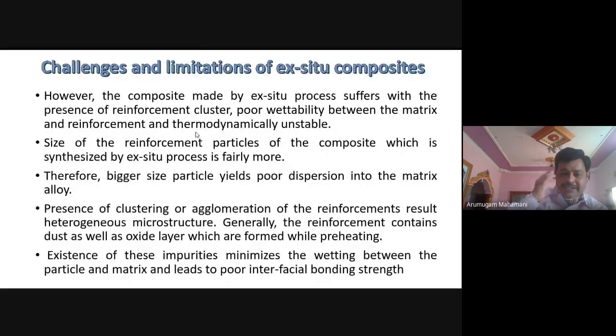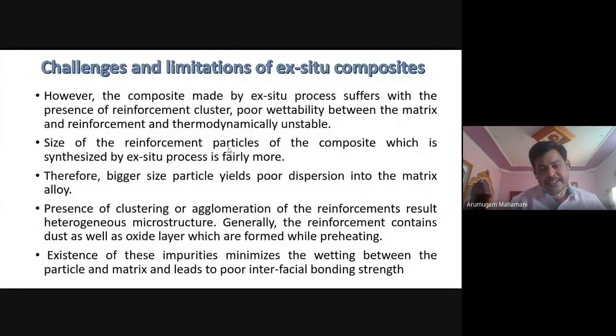Reinforcement cluster means that wherever a reinforcement cluster is there, while going for application, at the cluster portion you will immediately get a crack. Crack propagation is initiated. Once the crack propagation is initiated, the material starts to fail very quickly. The crack initiation will start at the reinforcement cluster, so it is important to distribute the reinforcement particles into the matrix in a uniform way.